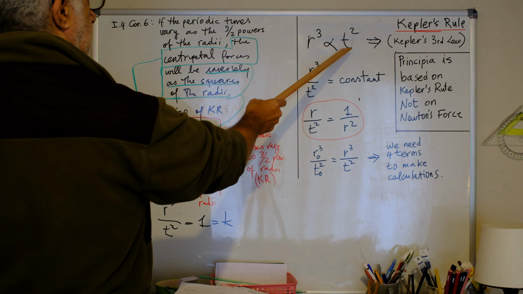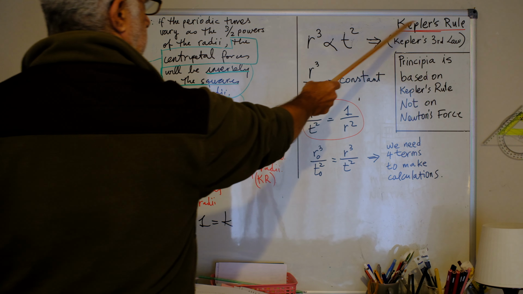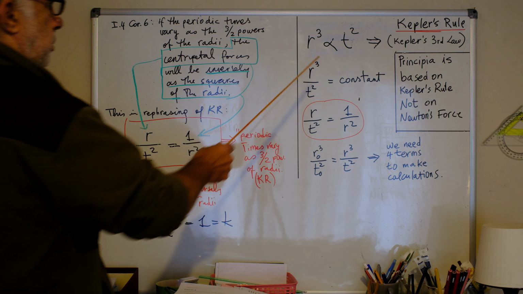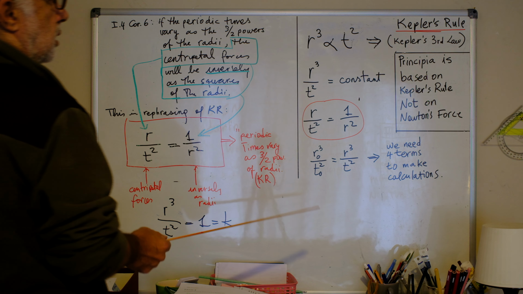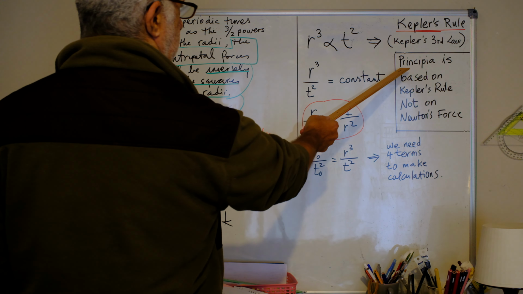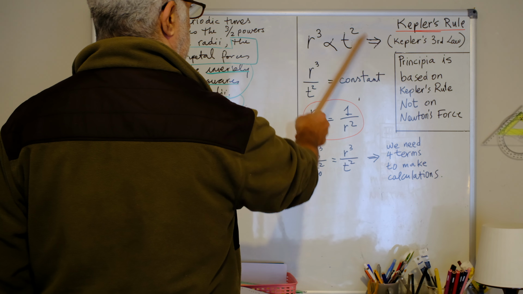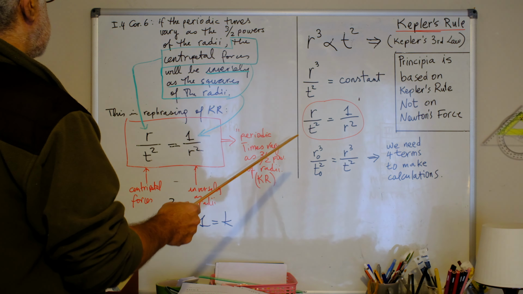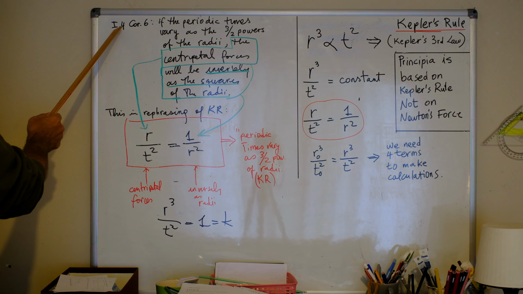R cube is proportional to t square. I call it Kepler's rule because Newton called it Kepler's rule. Newton learned about this in an astronomical textbook, and he immediately understood its importance. In fact, Newton's Principia is based on Kepler's rule, not on Newton's force. That's why I like to look at Newton's corollary 6 of proposition 4 in book 1.